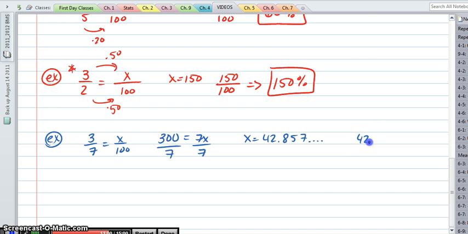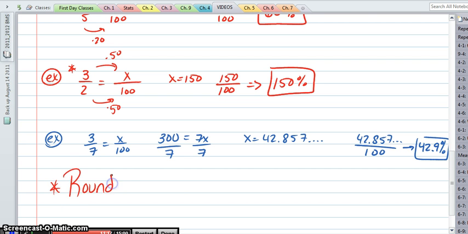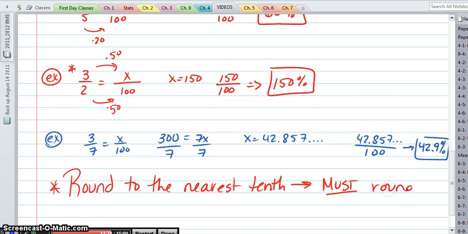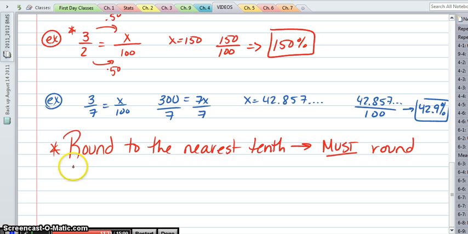So again, this number would be over 100, and I can convert that into a percent just like I did the other ones. The nearest tenth of a percent would be 42.9%. So that's important when you are given rounding directions. Round to the nearest tenth or hundredth, I'm just going to use tenth here, means you must round to the nearest tenth of a percent.